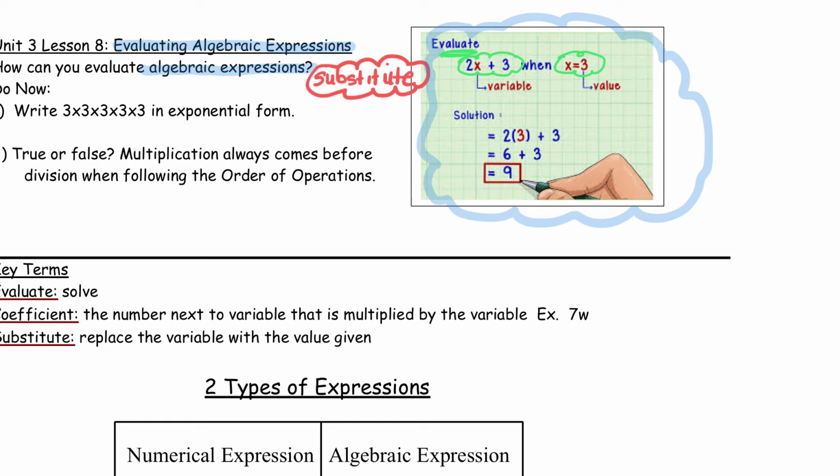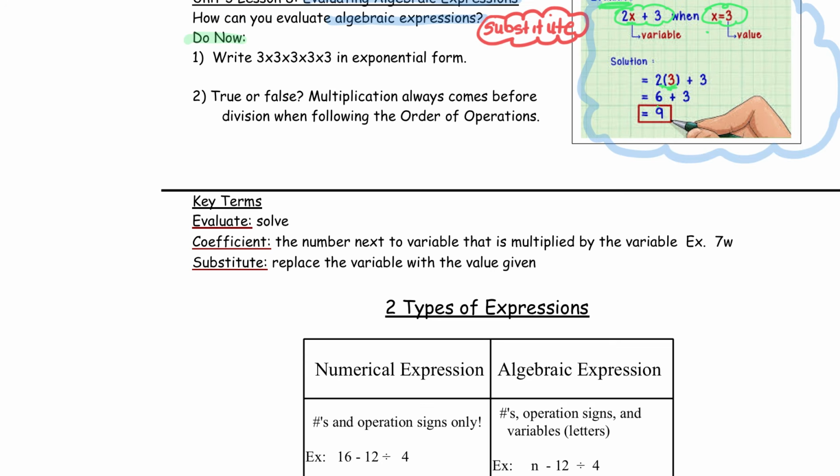And we're going to talk about plopping and dropping, which is something you definitely don't want to do. So the solution for this particular problem here, we're going to substitute in the 3 for the letter x, and then we're going to continue to solve. 2 times 3 is 6, plus 3, we wind up with a final answer of 9. And that's basically a summary of what today's lesson is going to look like.